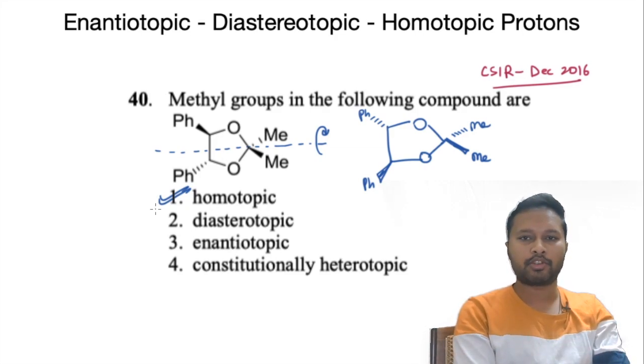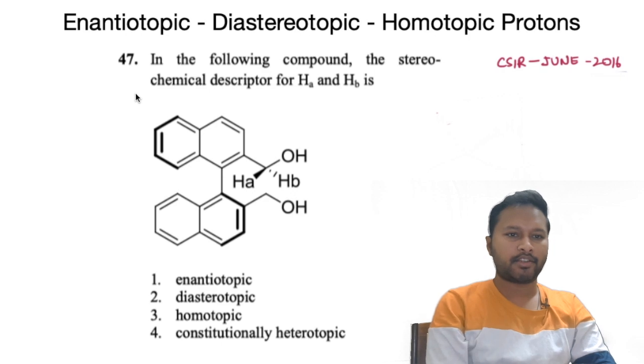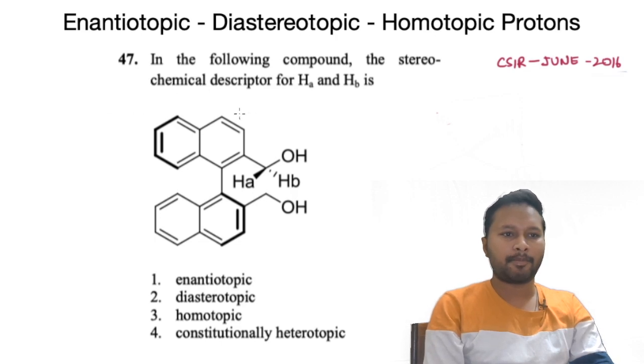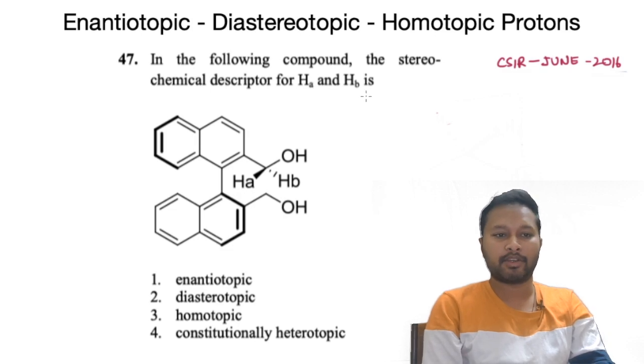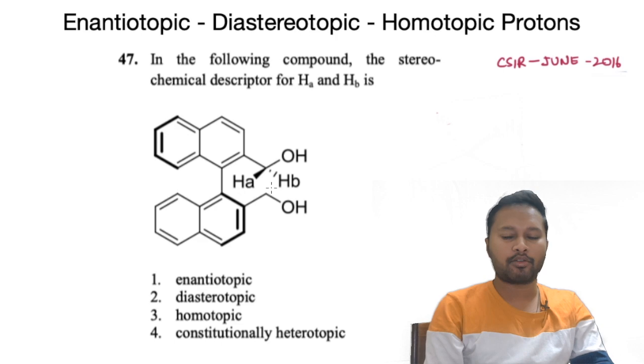We'll take one more question, and that is going to be the last one for this video. Let's talk about this last question, which was asked in the CSIR June 2016 exam. The question says that for the following compound, the stereochemical descriptor for HA and HB is. So basically, what they are asking is the relation between HA and HB. So how to do this particular question?